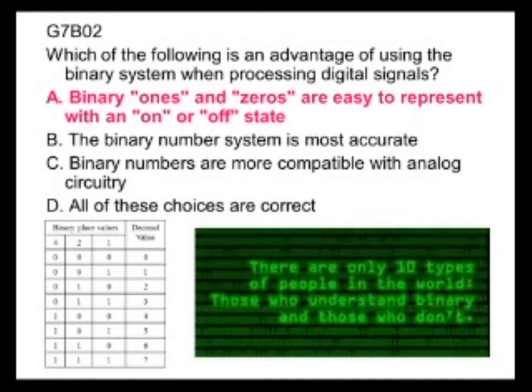Okay, and that's what we're talking about here in binary. The binary ones and zeros, which are the only numbers in binary, are easy to represent with either an off or an on state. Now, this is difficult for people, but it's really easy for machines because they are able to easily distinguish the ones and zeros and deal with them.